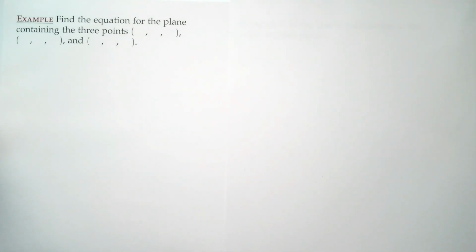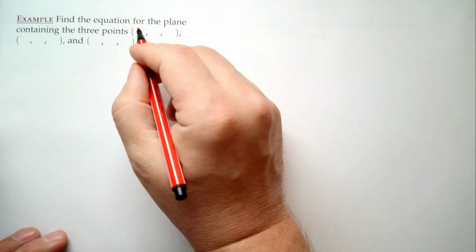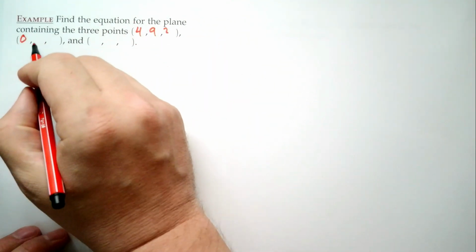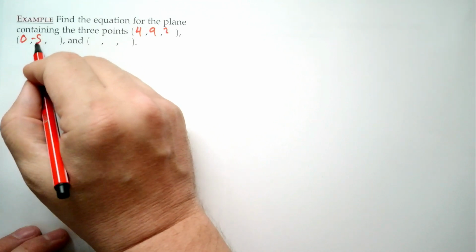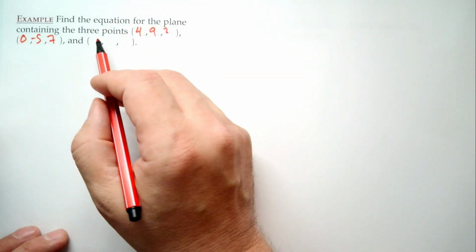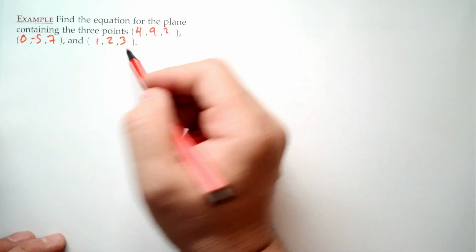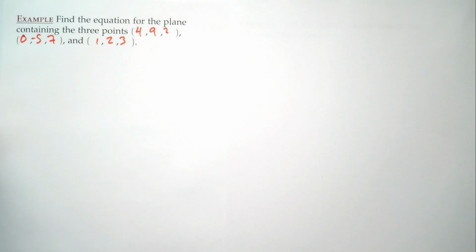So let's start with something that's not so bad. Find the equation for the plane containing the 3 points. All right, so we need 3 points. Okay, quickly, 3 points. 4, 9, 2. There was a 0, somebody said. -5, 7, and? 1, 2, 3. Okay. So, I did not know these points ahead of time. So if I find it, then we know the process works. It's not just rigged.